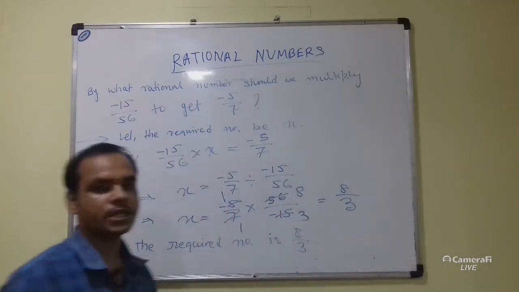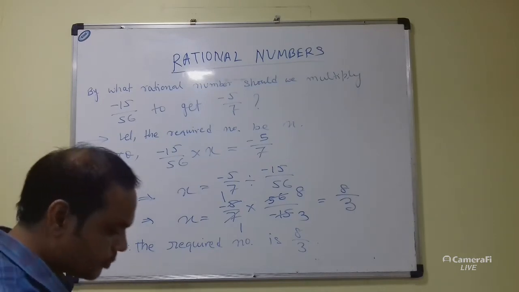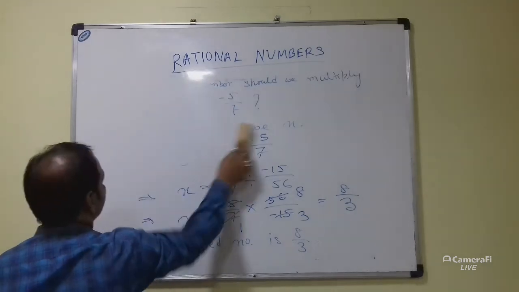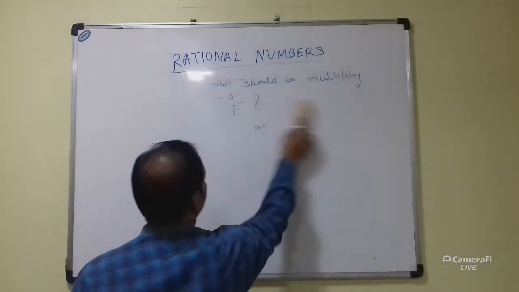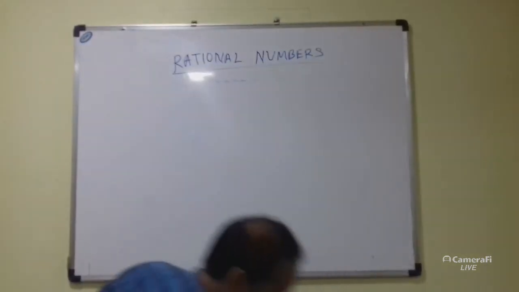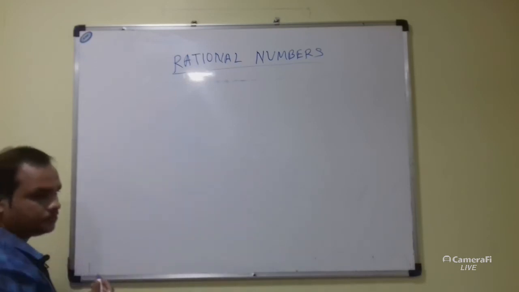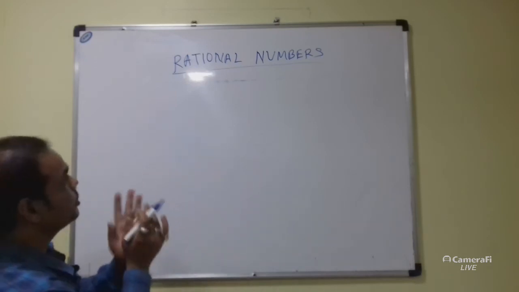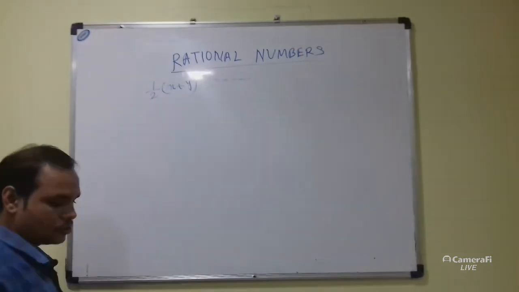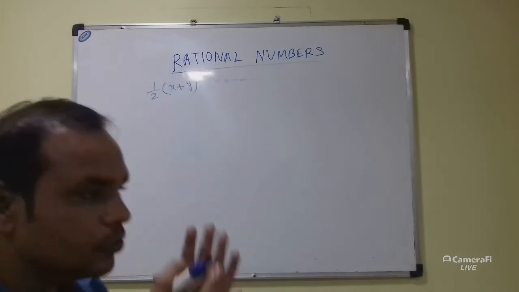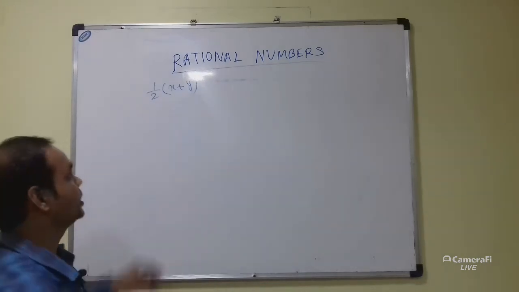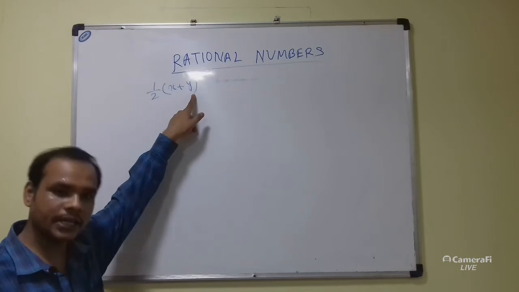Now students, I am going to discuss a very important thing: find a rational number between the given two rational numbers. So for this we have to use one formula, half of x plus y. When we have to find one rational number between the given two rational numbers, we use this formula. Here x is one rational number and y is another rational number.